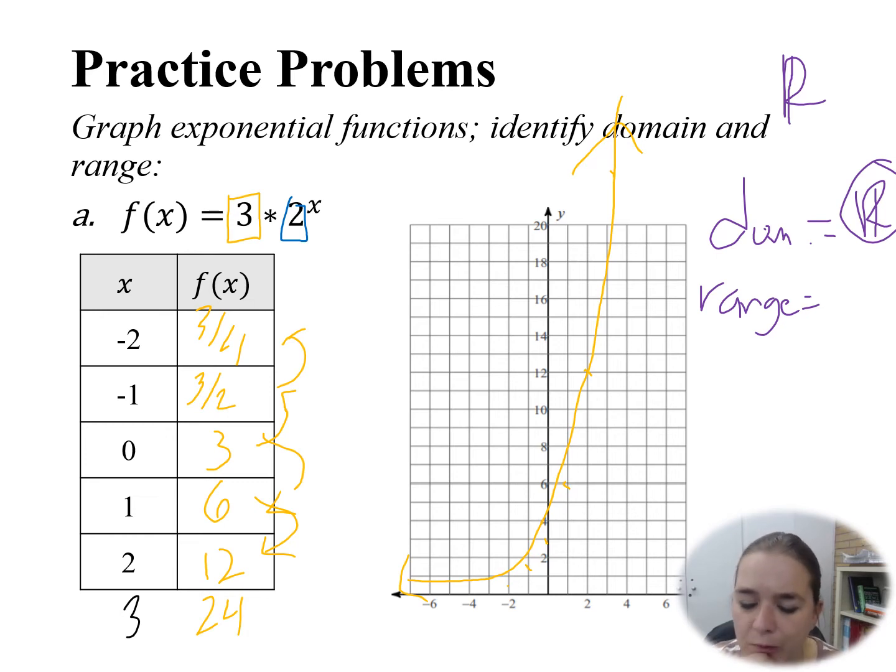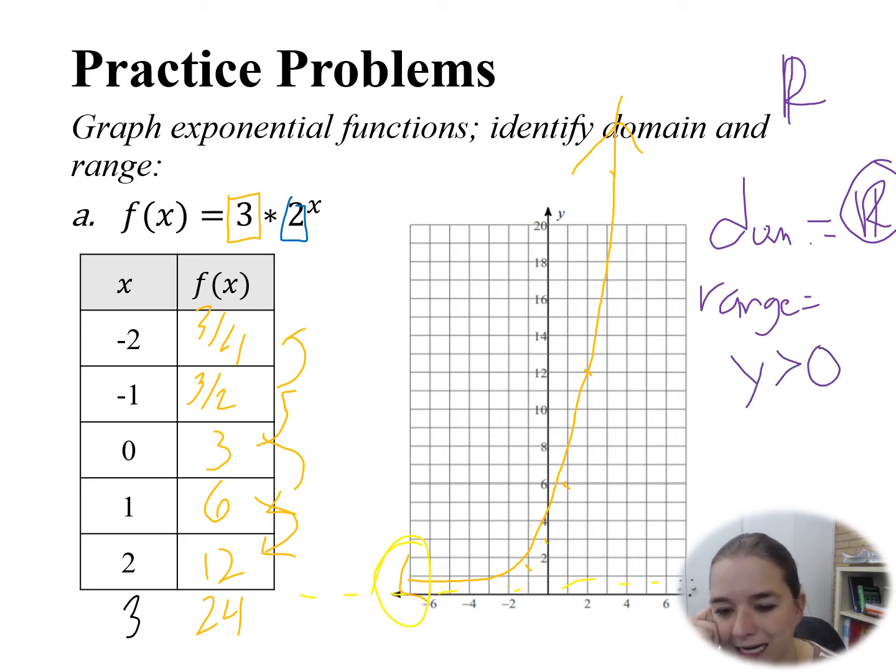My range, well, if I look at my y values for my end behavior here, as x increases, y increases. So it goes to +infinity. But as x decreases, I see a space that my line will not cross. There's that invisible line on the x-axis that my function will not cross. So my range for y is all positive values. Y has to be greater than 0.